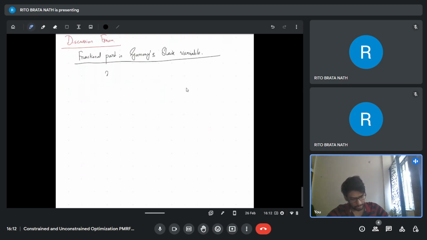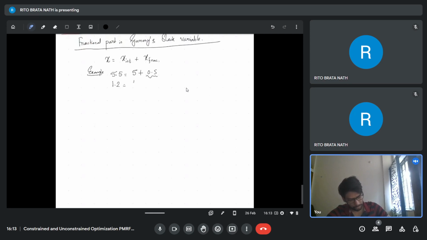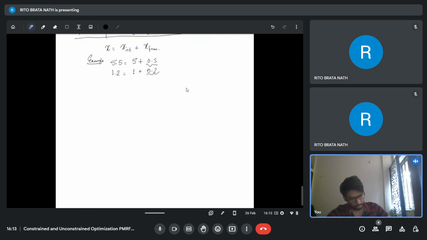So suppose I write x equals x int plus x fraction. So for example, 5.5 equals 5 plus 0.5. So this is the fractional part here. Suppose 1.2 is nothing but 1 plus 0.2. So this is the fractional part here. When I give it as 4, that's 4 plus 0. So that's the fractional part. Now suppose I give you minus 3. That's fine. Minus 3 plus 0. So this is the fractional part.